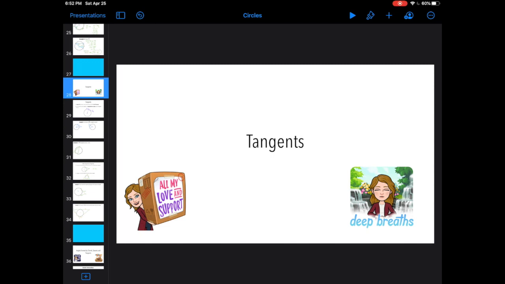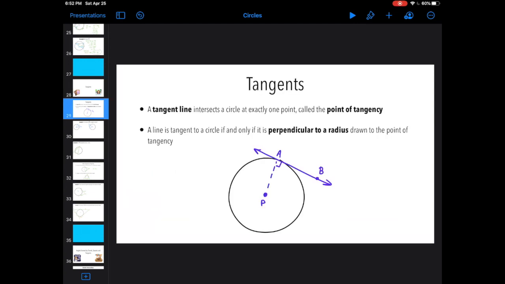Hello, everybody. We are starting our next section, which is going to be going over tangents. This section actually pulls a lot of those triangle relationships as well as Pythagorean theorem. So we're going to be jumping a little bit back to triangles and applying it to circles. So let's dive in. What is a tangent?